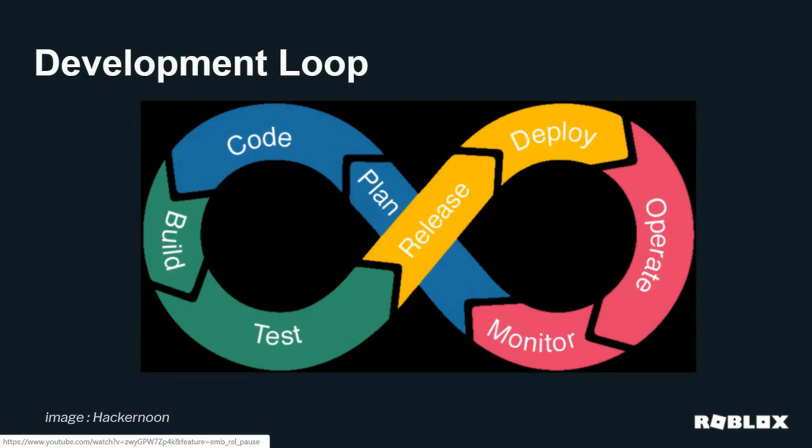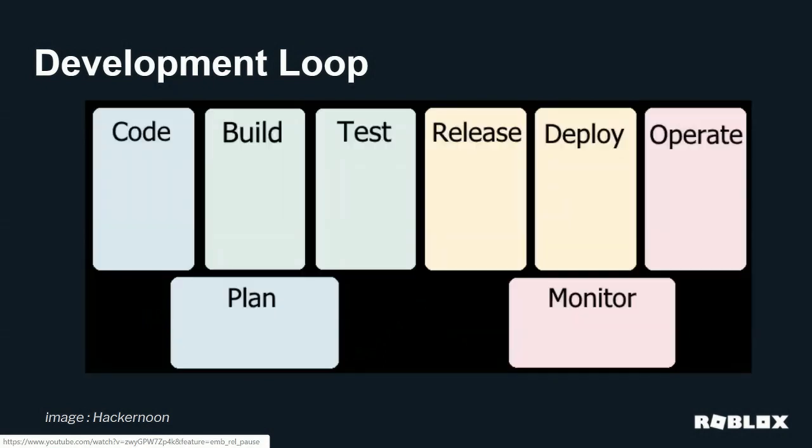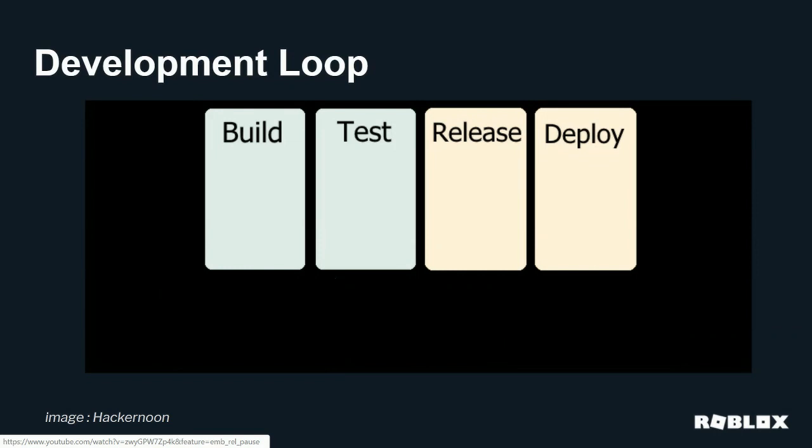I think people have seen this picture. I cribbed this from Hacker Noon, but we've all kind of seen this infinite loop of building and testing and releasing and going back and planning new stuff and going through the whole cycle. If I make that loop into a square, it looks like this. We're not going to talk about all this stuff today. I'm just going to focus on these four in the middle, which is the build, test, release, and deploy.